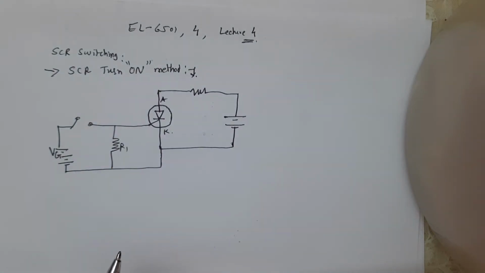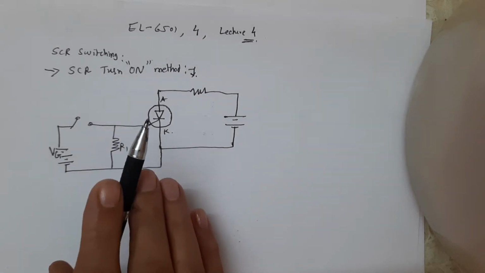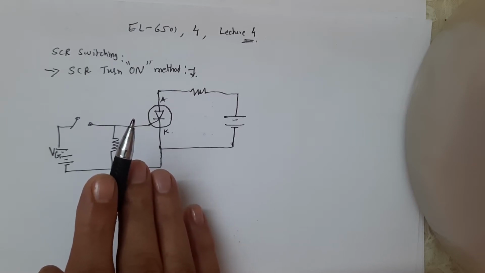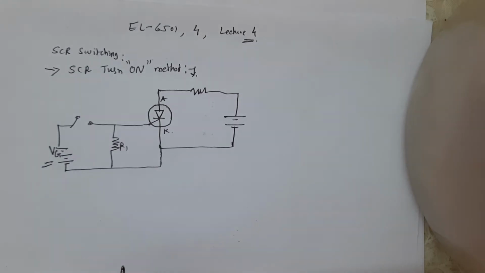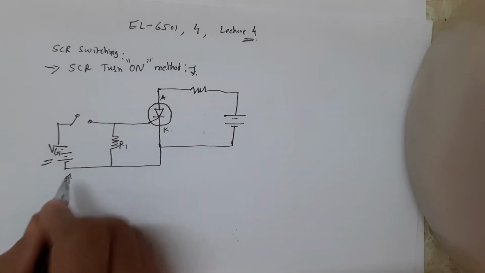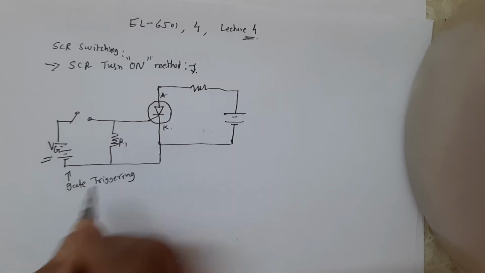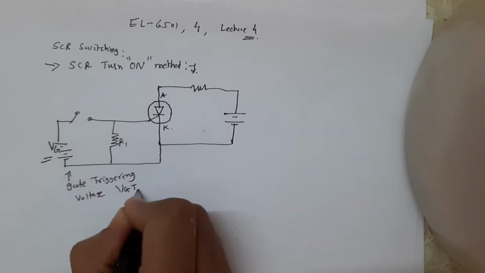R1. In order to turn on the SCR, the gate voltage VG is increased up to a minimum value to initiate the triggering. This minimum value of the gate voltage at which SCR is turned on is called gate triggering voltage, and it is denoted by VGT.